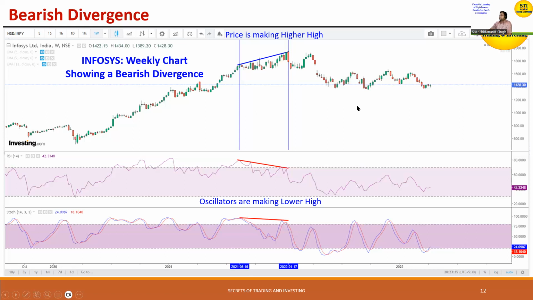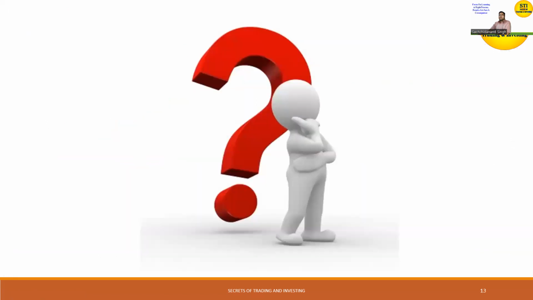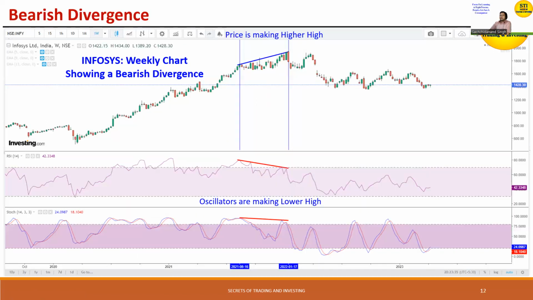I think Infosys has fallen up to 1200, so from nearly 1950 to 1200. It is a big correction Infosys is having. So these are basically the three concepts as part of the fourth chapter.